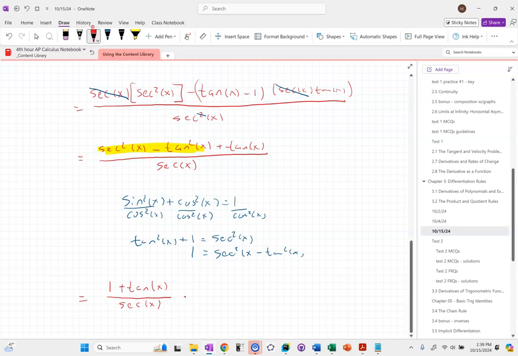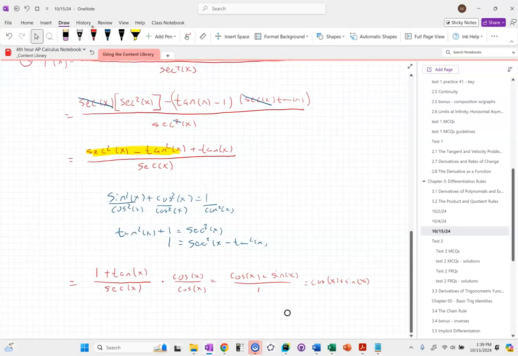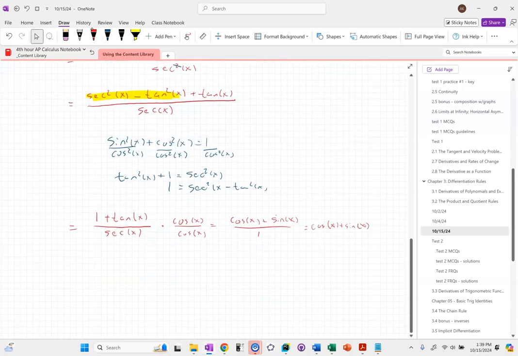Maybe not. If I multiply the top and bottom by cosine, I'd get cosine x plus sine x over 1. Maybe that's better. But somewhere along the lines, you call any of those what the derivative is equal, depending on how much simplification you want to do. Part B says then simplify first before you find the derivative.